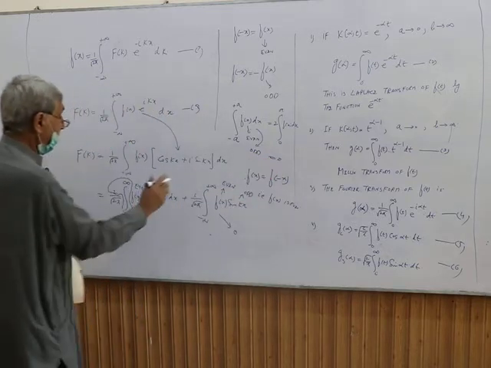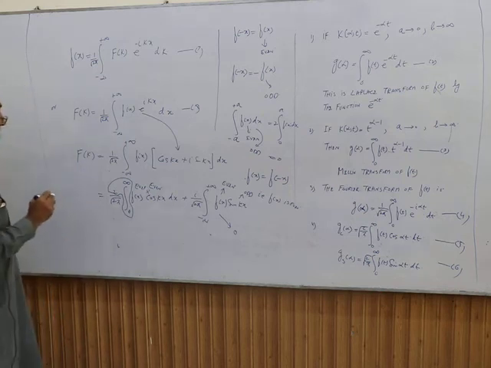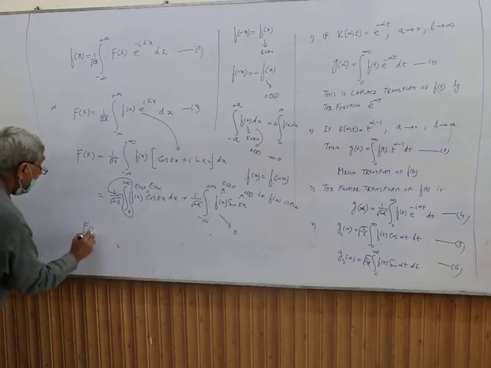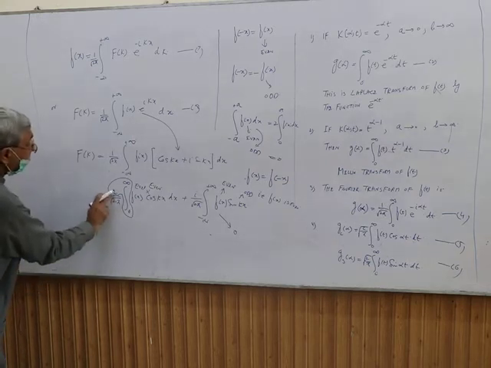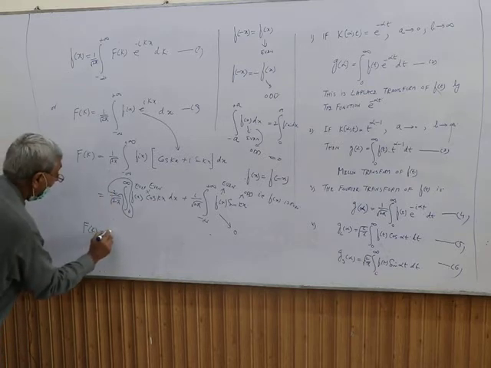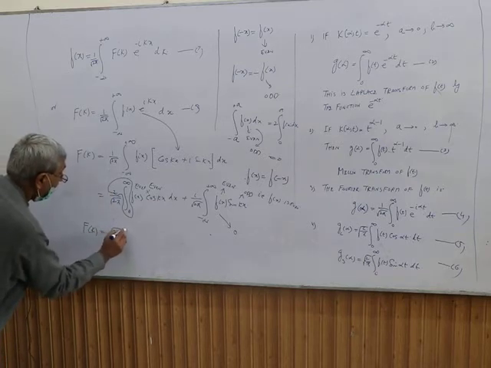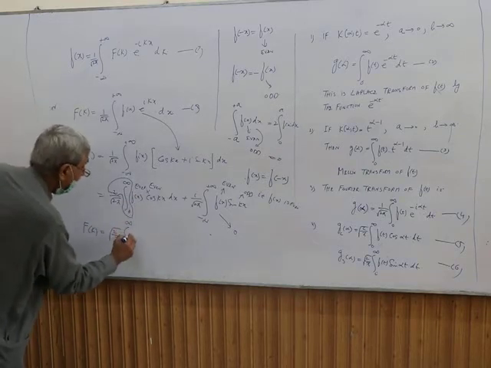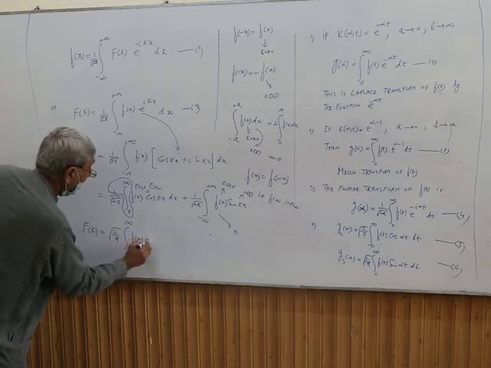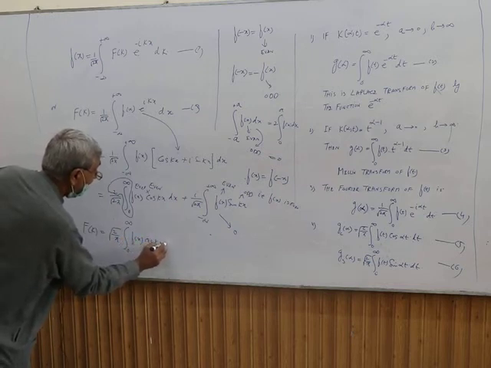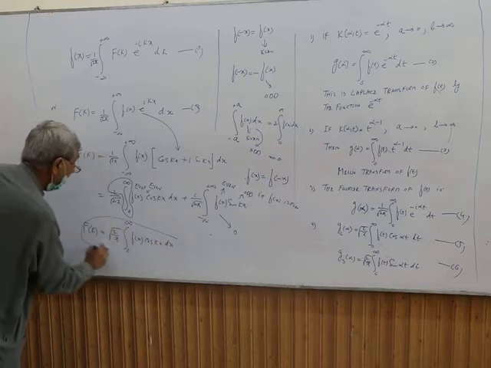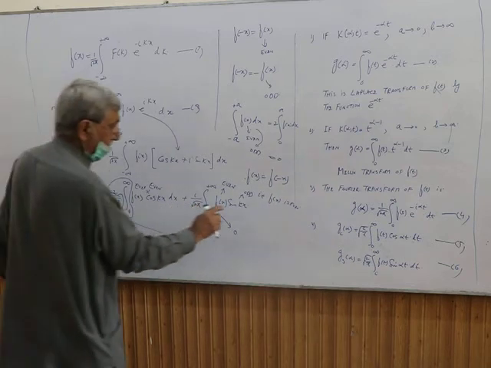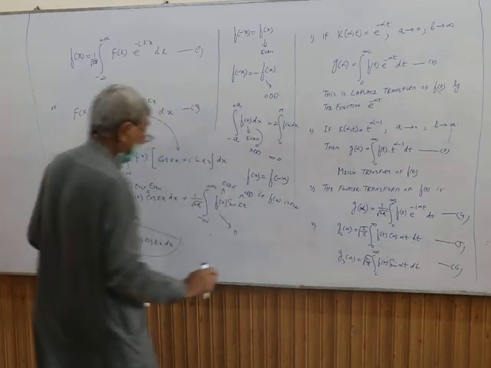This property I have used here. So if f(x) is even, then your f(k), you see this 2 can be cancelled with the square root, and you will have the square root of 2 over pi, integral 0 to infinity, f(x) cosine kx dx. This is the so-called Fourier cosine transform of f(x), which I have written here.